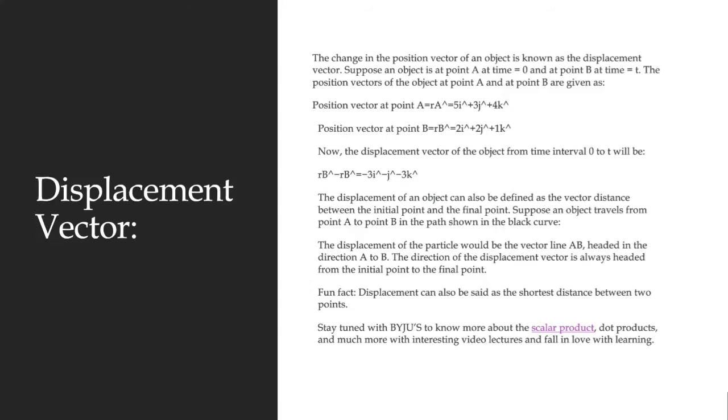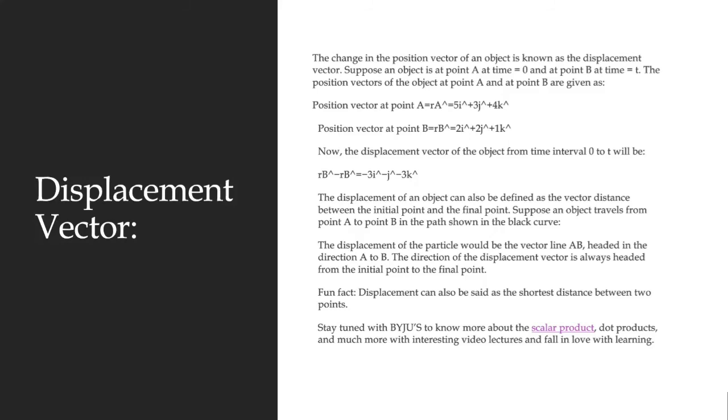Now the displacement vector of the object from time interval 0 to t will be RB vector minus RA vector, which equals minus 3i vector minus j vector minus 3k vector.